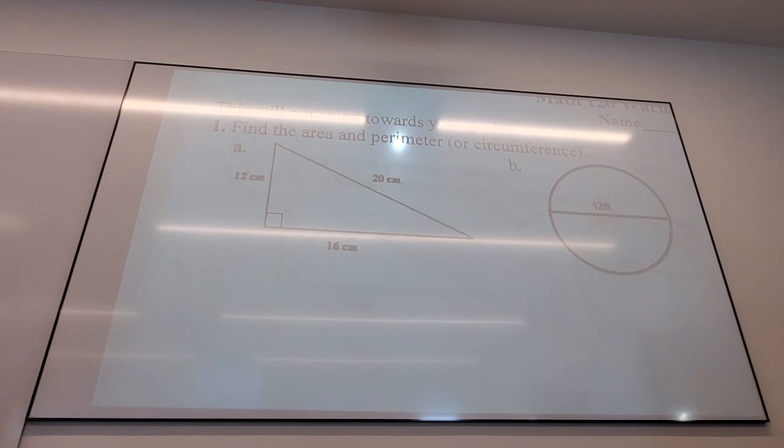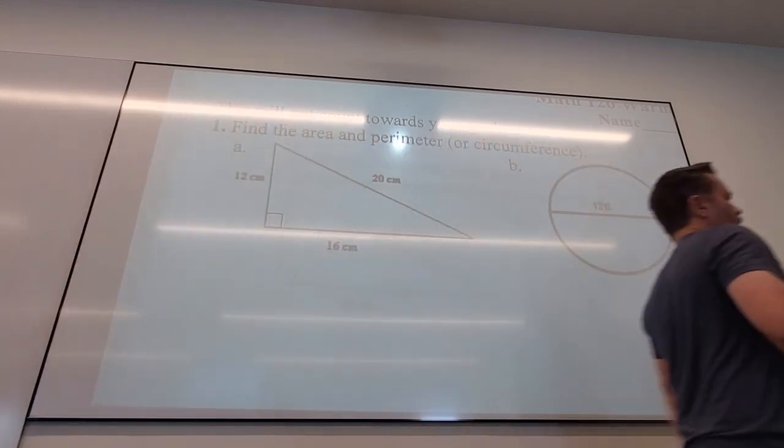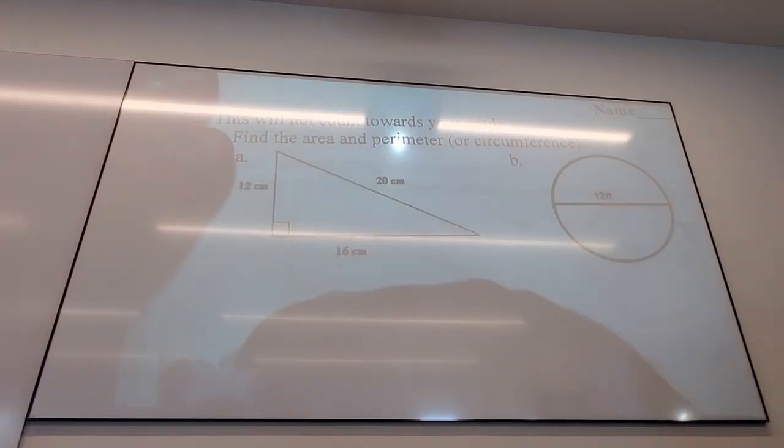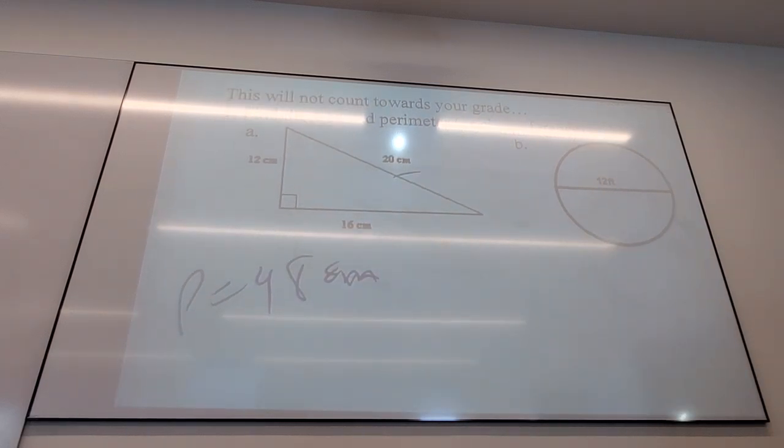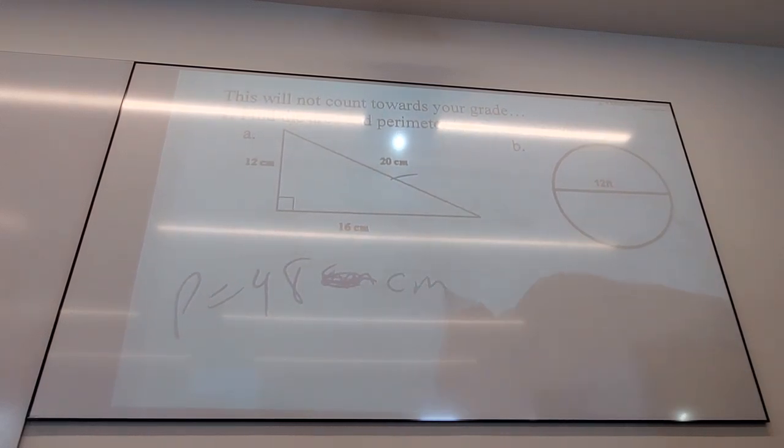So what do you guys get for the perimeter for part A? 48. 48 centimeters. Thankfully, I didn't make one of these like meters or something evil, right? So that's what you have to look out for. And the problem is make sure that all the units are the same. Some of you guys are now realizing how horribly I write, so good luck to you.